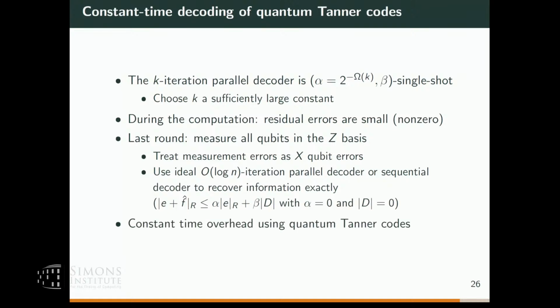So the conclusion here is that we can achieve constant time overhead during the computation when we're using these quantum Tanner codes decoded with this single-shot decoder.